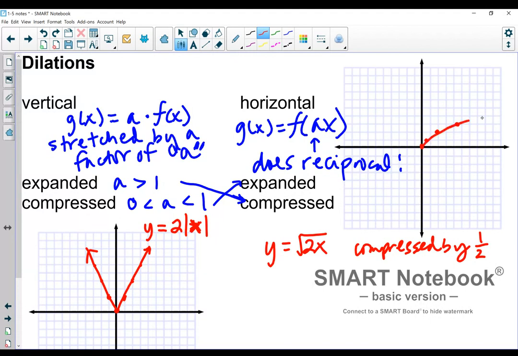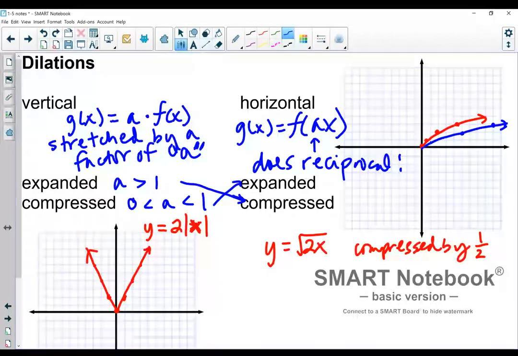So what I have done is I've compressed this down. I've taken that original function, which might be worth graphing as well, and I've taken each of those values and I've divided them in half. So instead of this point being way out here at 9, 3, now it's at 4.5, 3. This one, instead of being at 4, 2, is now at 2, 2. So I have compressed that horizontally.